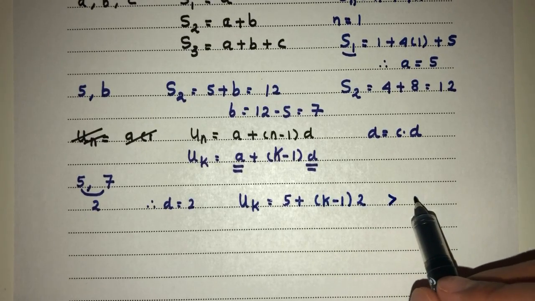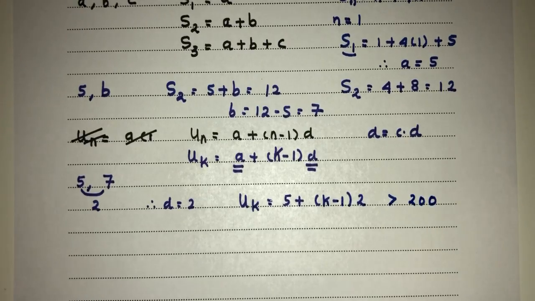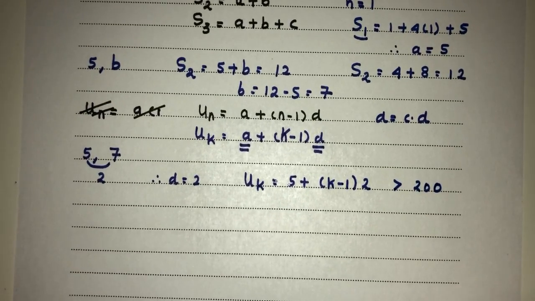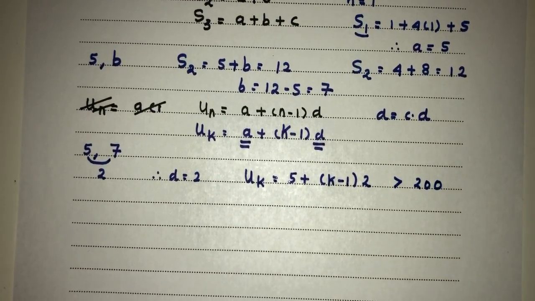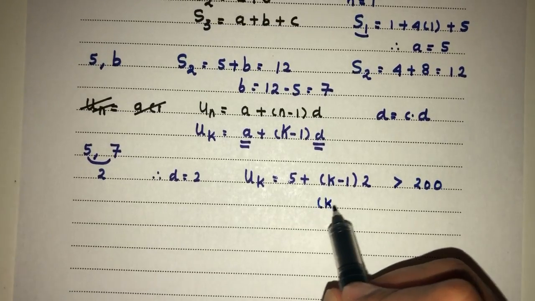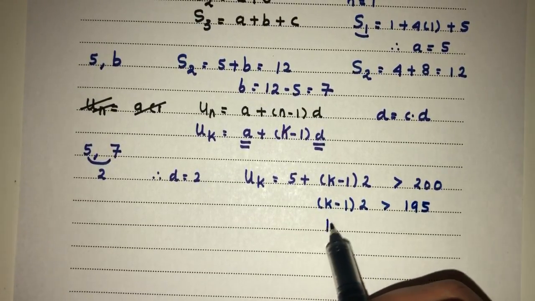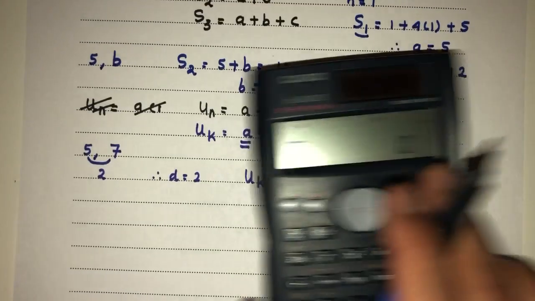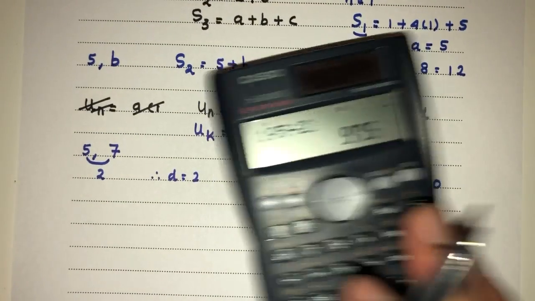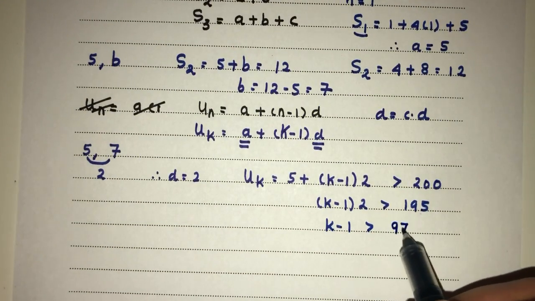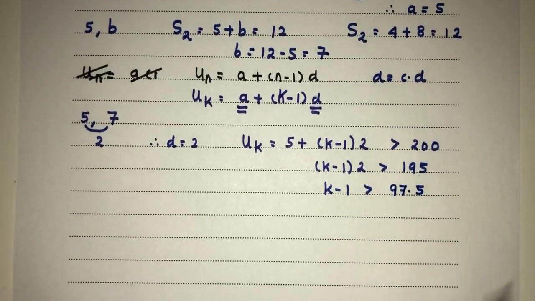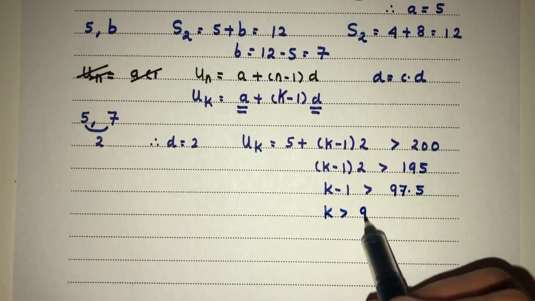It is more than 200. So we have to find the value of k by using this equation. So simplify. You have k minus 1 times 2 more than 195. K minus 1 will be more than 195 divided by 2. That will be 97.5. And finally, k will be 98.5.